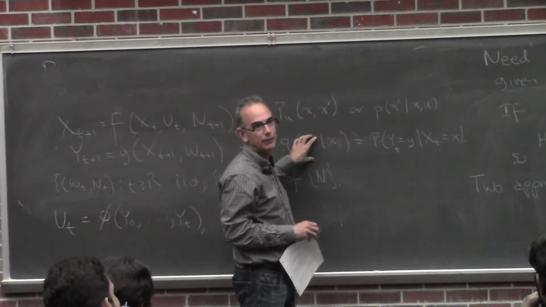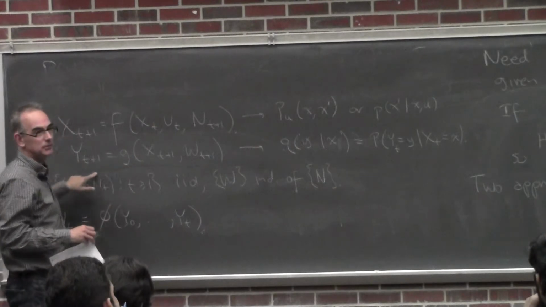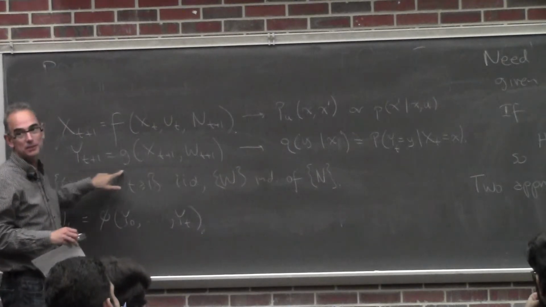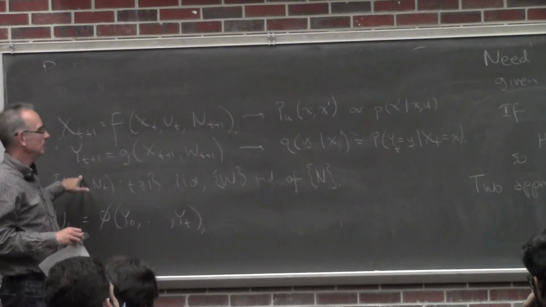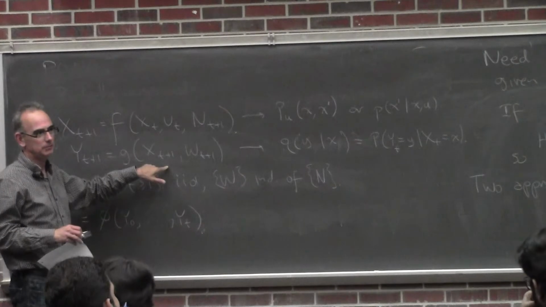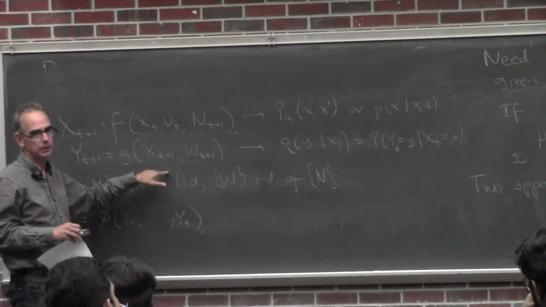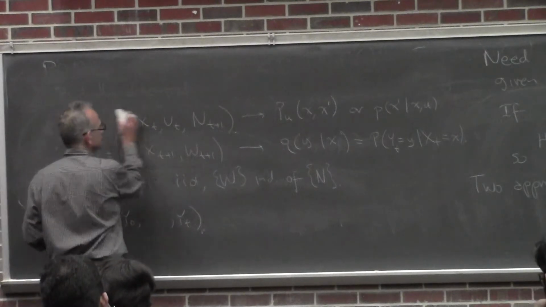That's his notation. I can imagine it'd be so hideous to try to use this. This is just conceptual, it's not useful. Just that my output is a noisy function of my state. My measurement is a noisy function of my state. And we'll come back to that.